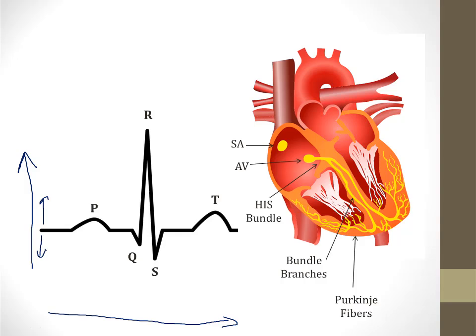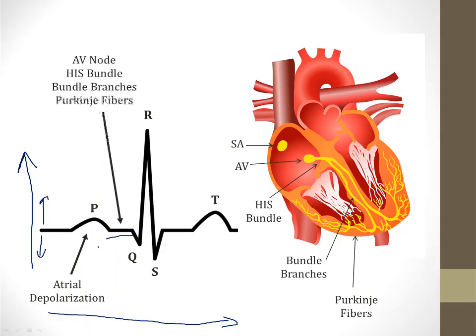Each of the waves represents some electrical event in the heart. So let's go through what each of them represents right now. The P wave is the first event in the cardiac cycle, and that represents atrial depolarization. The P wave is followed by this flat section of the EKG tracing, and that section is caused because it takes time for electricity to move through the AV node, His bundle, bundle branches, and Purkinje fibers.